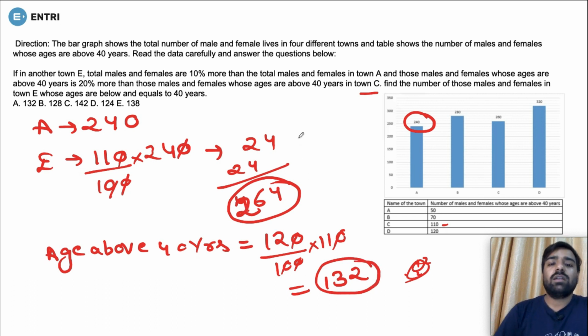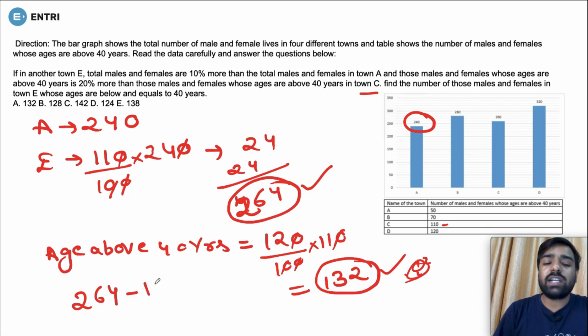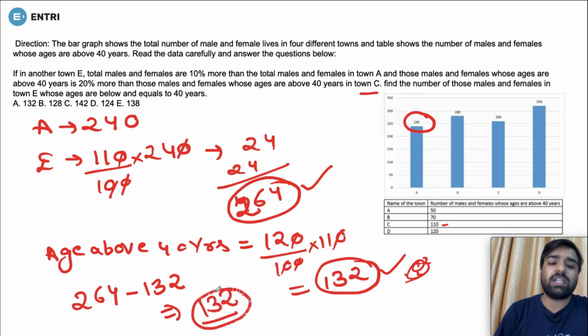Fine. Now what do we have to do? Find the number of males and females in town E whose ages are below or equal to 40 years. Very simple. This is the total number of people. This is the total number whose age is above 40 years. So what is the difference? The difference would be those people whose age is less than 40 years. Total were 264, and 132 people are above 40 years. So the answer would be 132. Is there any option? Yes, option A is correct. Fine.